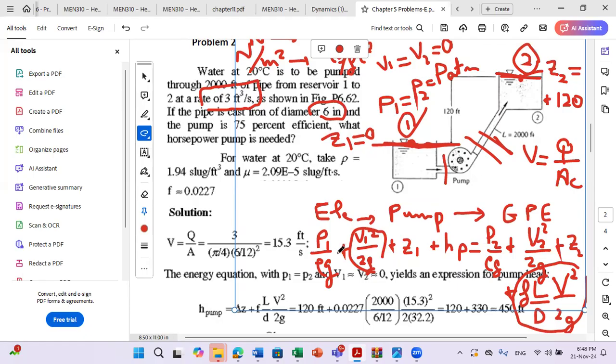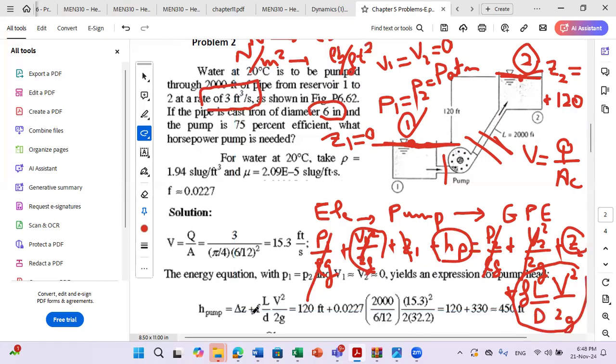Now we can simplify this expression a lot. We said P1 equals P2 equals P atmospheric. V1 and V2 are negligible. Z1 is 0 because we considered the free surface 1 as reference. So we are left with HP equal to Z2 plus the major losses term. And here we can see the conversion of energy. The energy given by the pump to the fluid will help us gain gravitational potential energy and will overcome the losses through the path of motion.